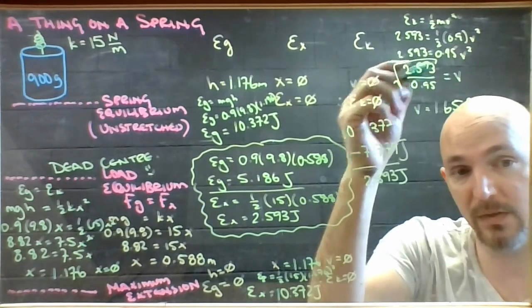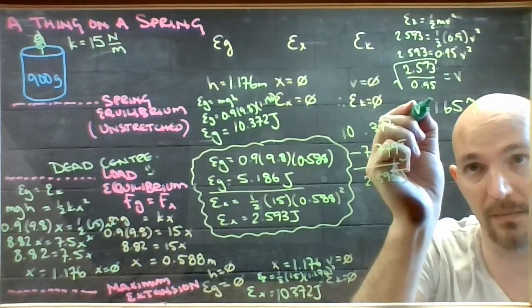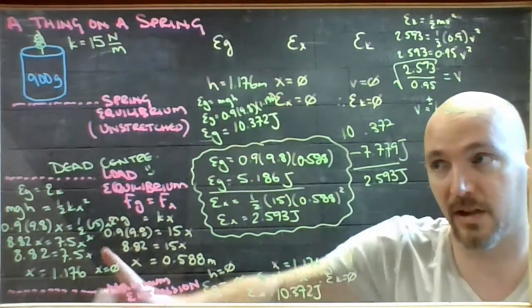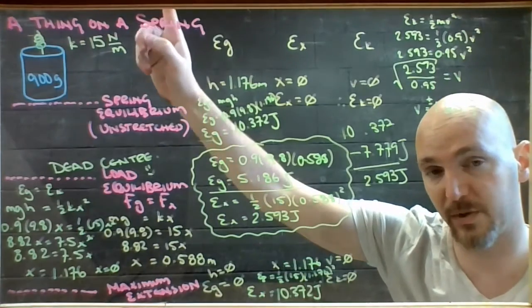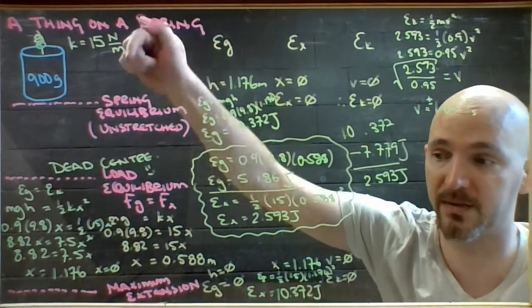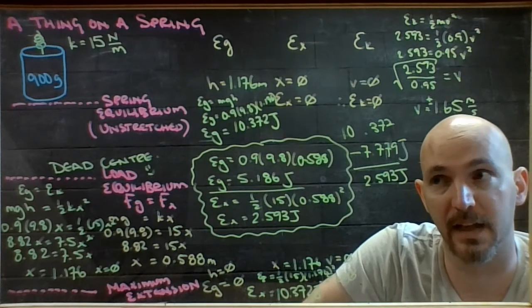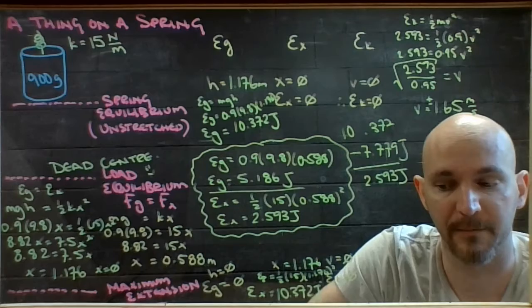And whenever you use a square root to break a square, you end up with plus or minus. So that speed can be positive, right, on its way back up to the spring equilibrium, or it can be negative on its way down to the maximum extension. It doesn't matter which way it's headed, the energy works out.